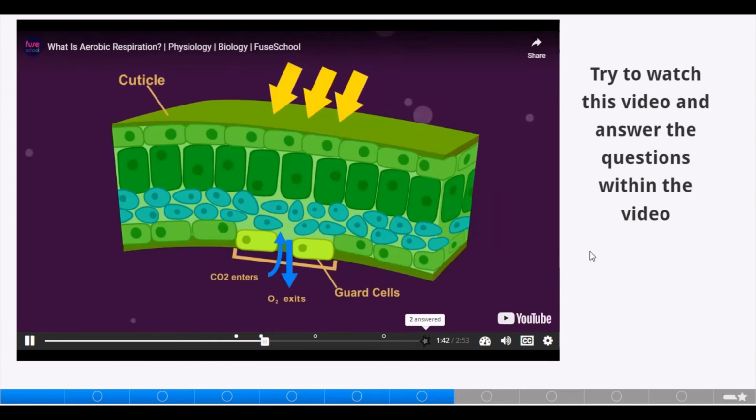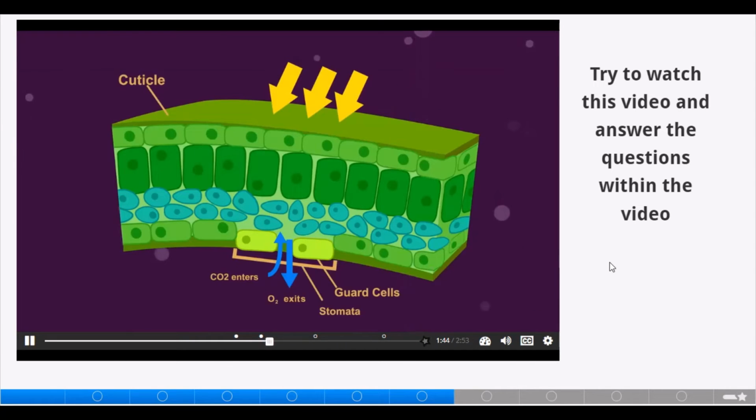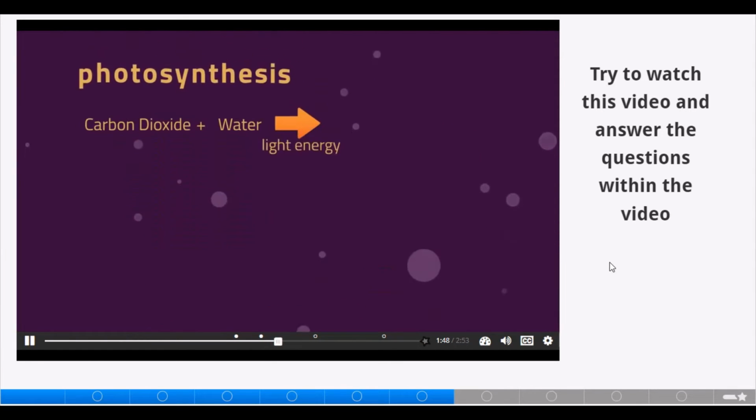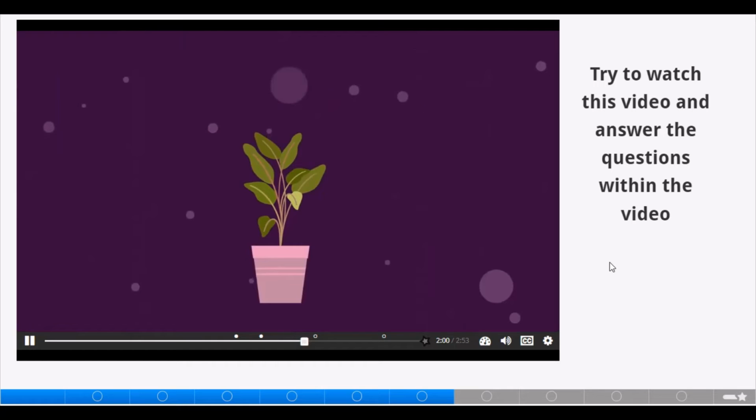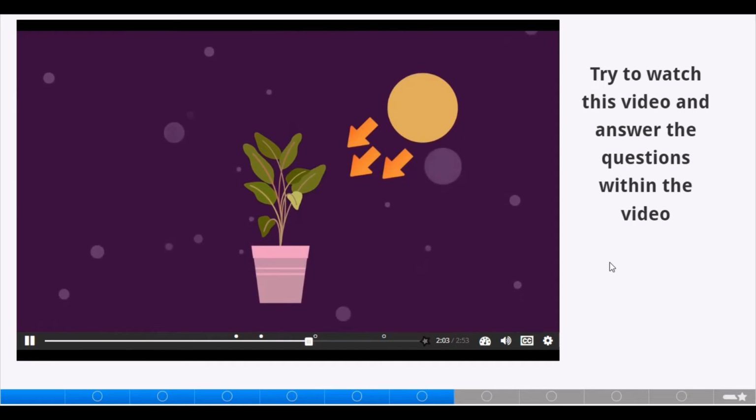Plants get their oxygen from the air through the stomata. Do you remember how photosynthesis works? Compare these two equations. You can hopefully see that aerobic respiration works in the opposite way to photosynthesis. Plants produce their food by photosynthesis and then through respiration release energy from it.